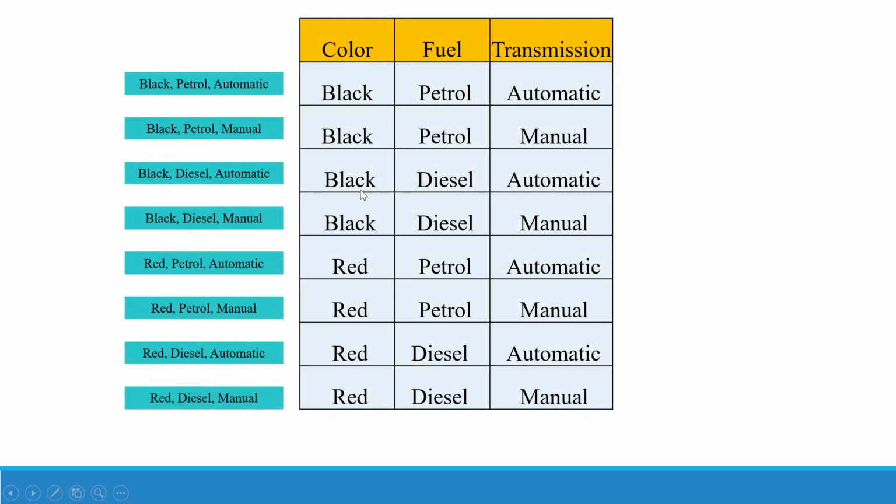Now let's see the profile. Black, petrol, automatic. So the color, fuel, transmission. So the first 4 are black and then red. Next is petrol, diesel, and in the last, transmission is automatic, manual. Now we will convert this into the dummy coding. Just see on the screen.